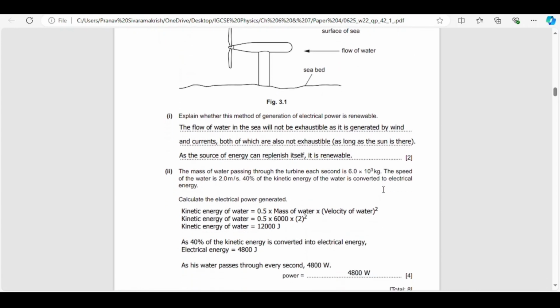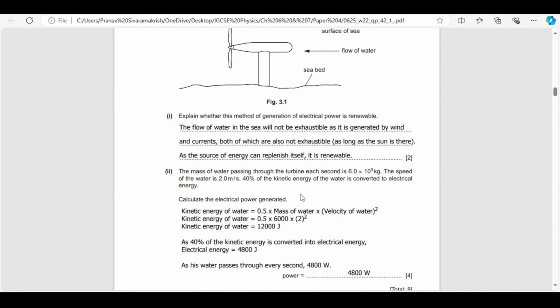So in part 2, there's an interesting calculation question. The mass of water passing through the turbine each second is 6 × 10³ kg, so essentially 6,000 kilograms per second. The speed of the water is 2 meters per second. 40% of the kinetic energy of the water is converted to electrical energy, so calculate the electrical power generated. So the first thing that we need to keep in mind is we need to calculate first what the input energy into the turbine is.